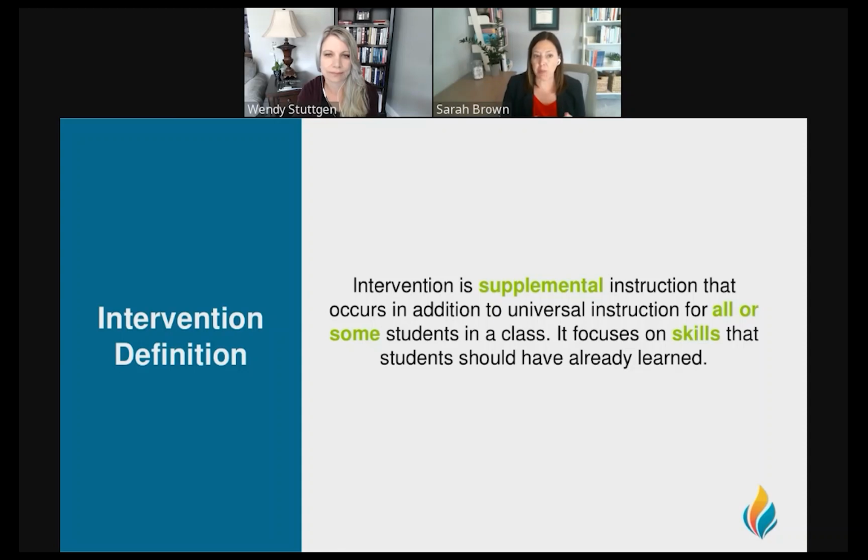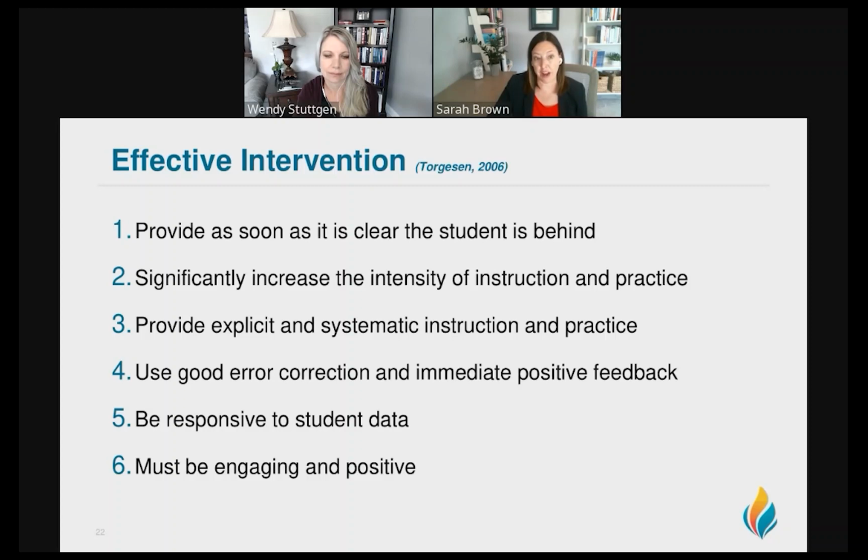And when we talk about intervention, we're really referring to supplemental instruction that occurs for some or all students in a class. In this case, since it's tier 2 intervention or tier 3 intervention, it's students at risk of not meeting reading or math standards. And so this intervention needs to be targeted to specific skill deficits that we find and we know that we need to address for students.